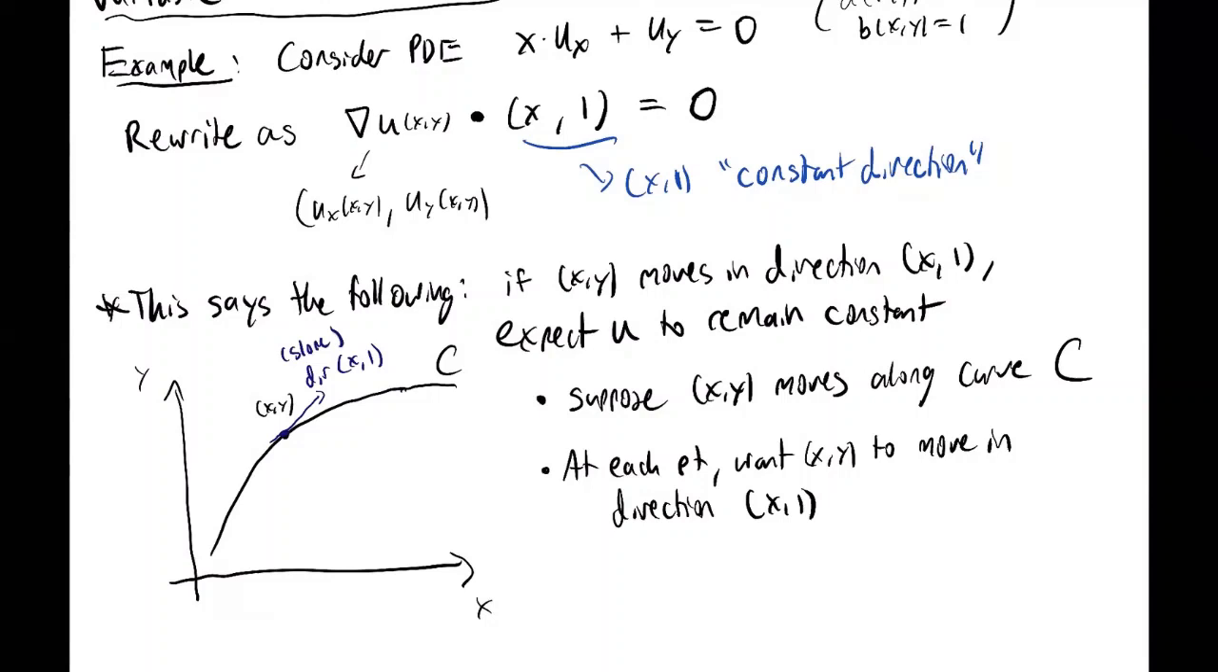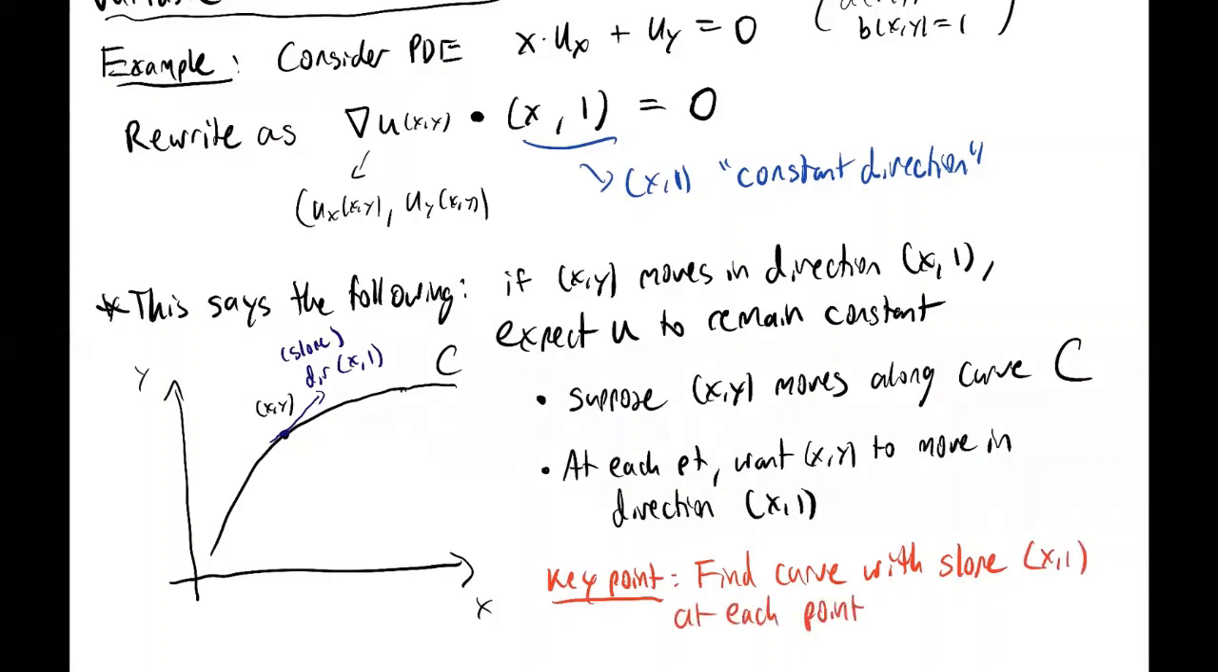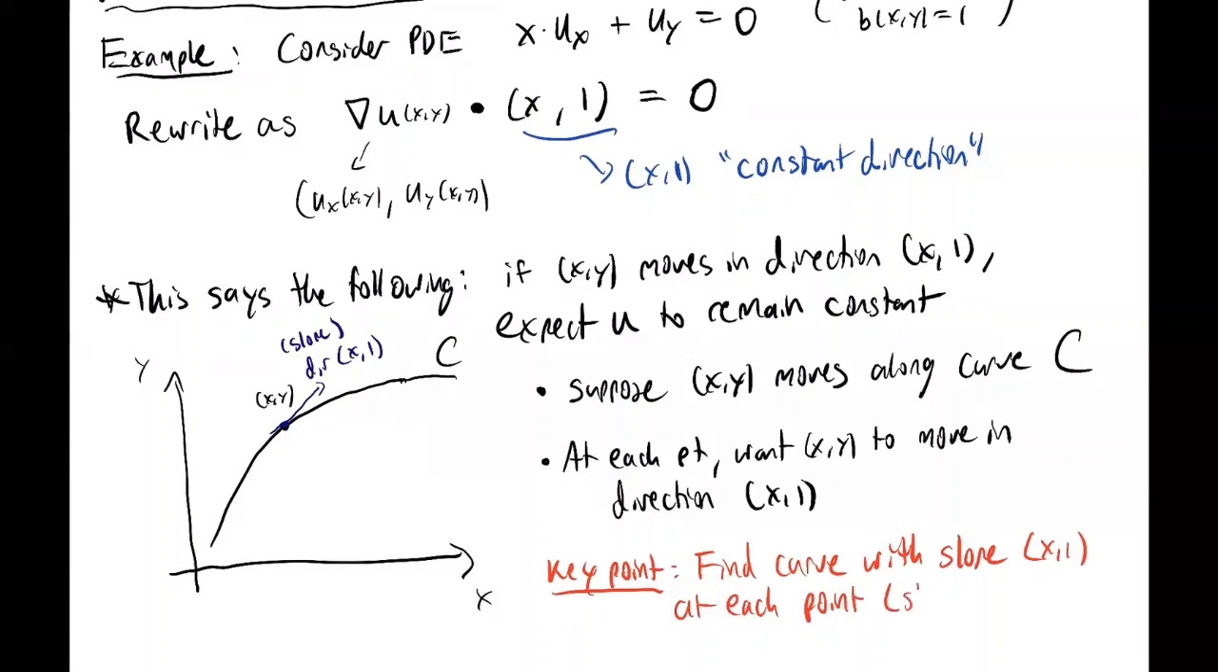And so this is the key point. What we want to do is find a curve that satisfies this property. So I want to find a curve with slope x over 1 at each point. And I'm using slope, which is the same thing as the slope of the tangent vector.